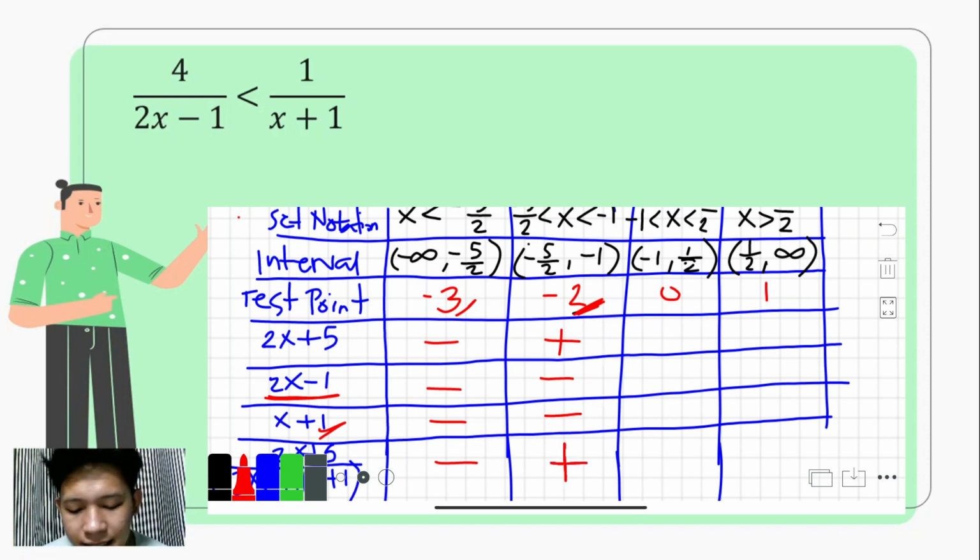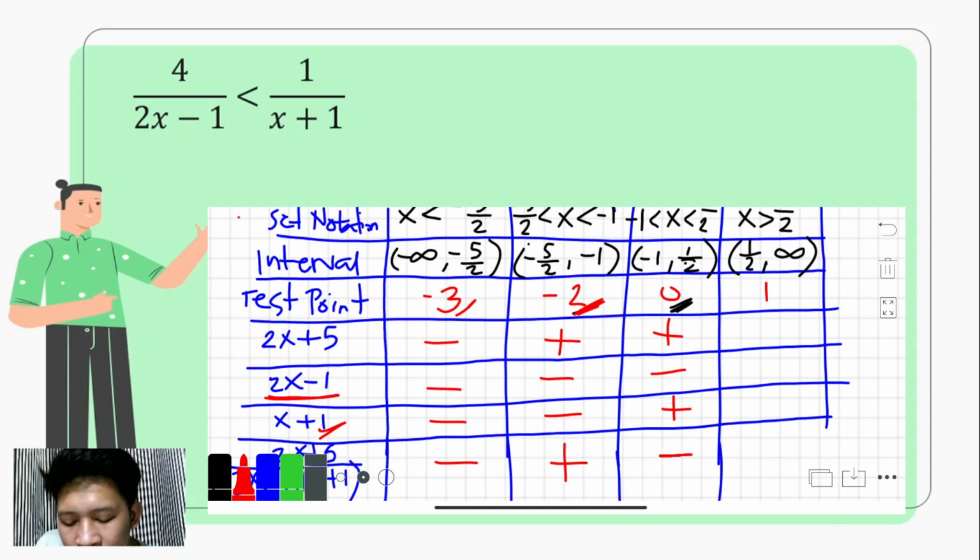And next is that we substitute 0 to all our critical values. So, we have 2 times 0, that's 0 plus 5, that's 5. So, hence, it's positive. Next, we have 2 times 0, that's 0 minus 1, that's negative 1, that's negative. And then we have 0 plus 1. So, 0 plus 1 is 1, and that is positive. And then we have positive times negative, that's negative. Then negative times positive, that's negative. Hence, our last sign would be negative.